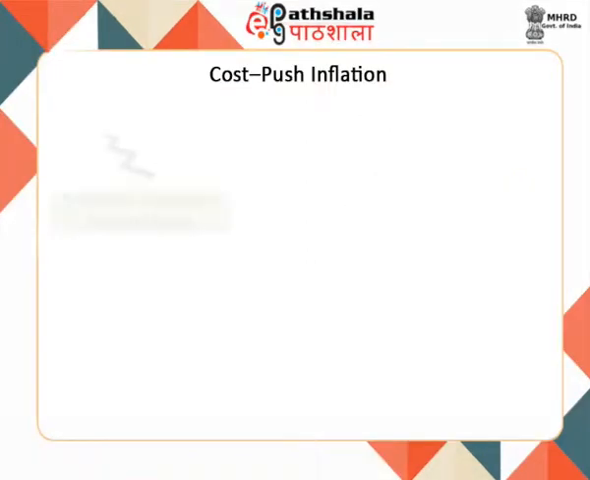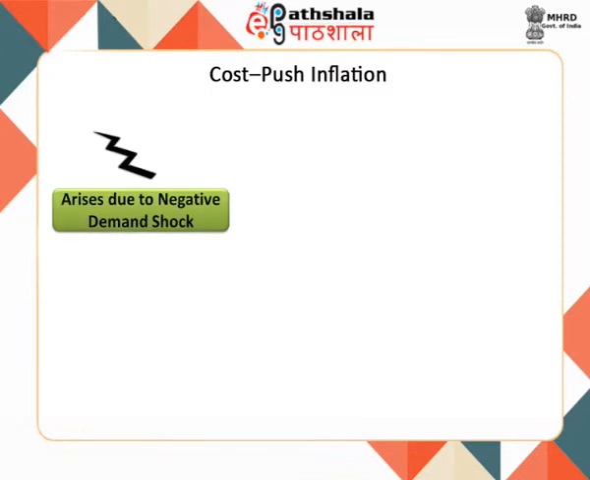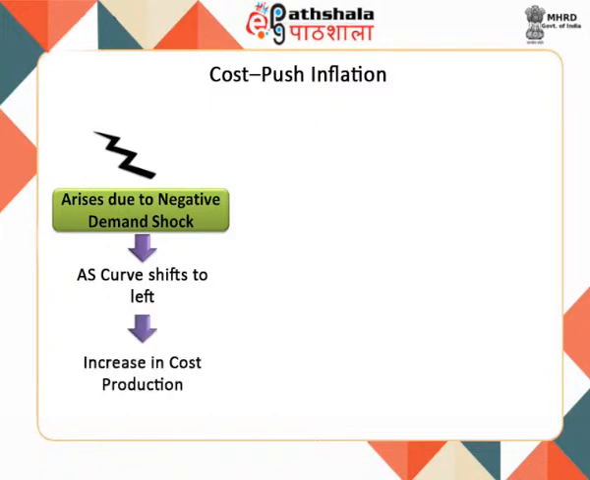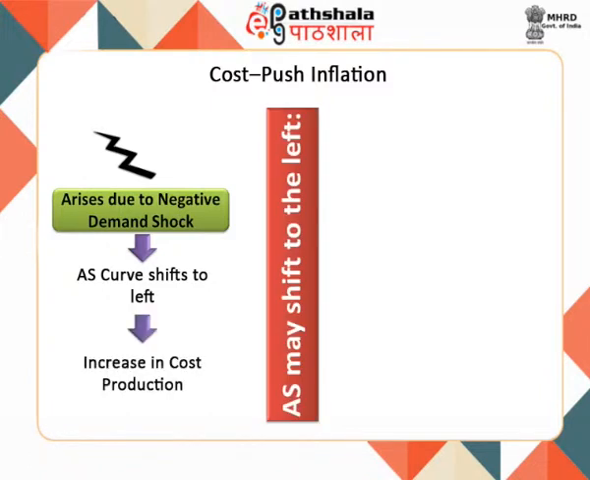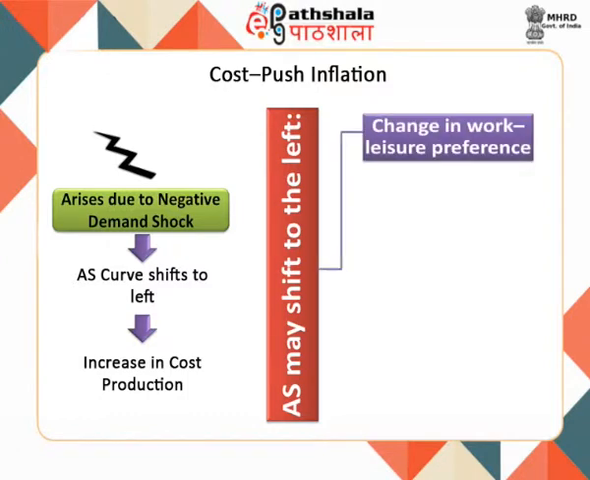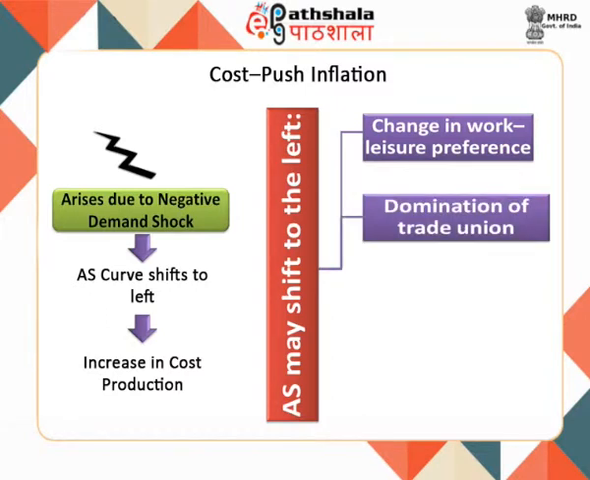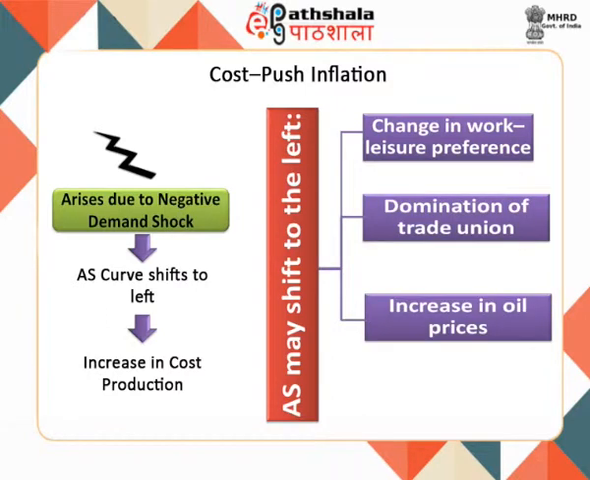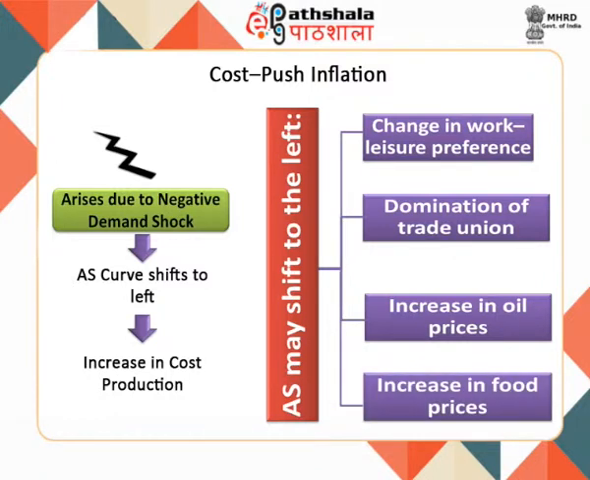Cost push inflation arises due to a negative supply shock in an economy. When there is a supply shock, there is a shift in the aggregate supply curve. When the supply shock is negative, the aggregate supply curve shifts to the left, implying that there is an increase in the cost of production. The aggregate supply curve may shift to the left due to a change in work leisure preference, domination of trade unions, increase in oil prices, or increase in food prices, etc.